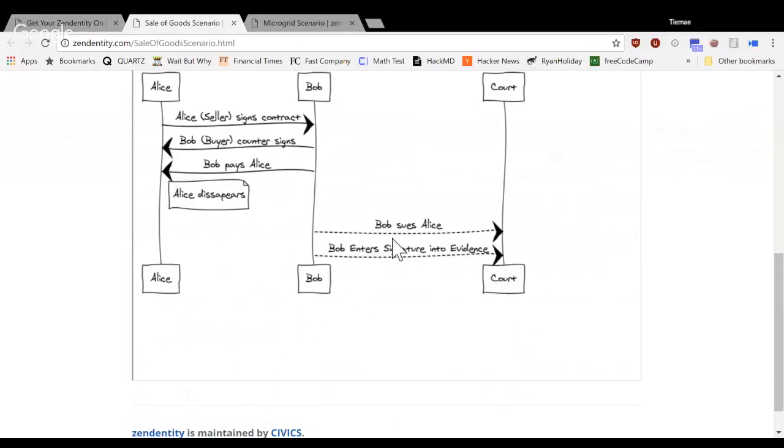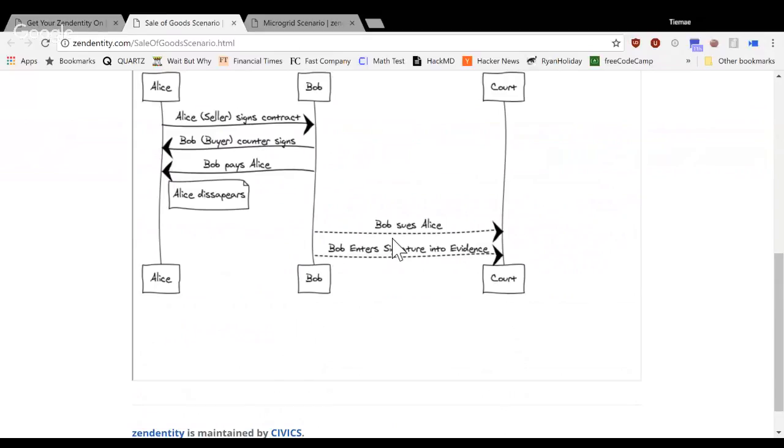Okay, Bob countersigns using his blockchain-based digital signature. Alice pays Bob. Excuse me, Bob pays Alice. Bob is the buyer, and then Alice disappears. So no car is provided to the buyer. And now we have one more lane in the swim lane diagram, which is Bob sues Alice, and Bob enters the signature into evidence. Okay, I may have munched some of those words, but I think you get it.